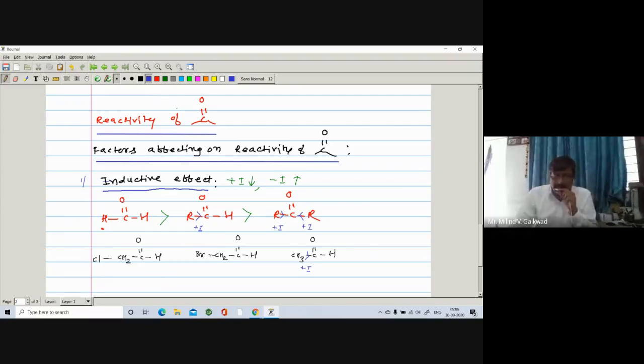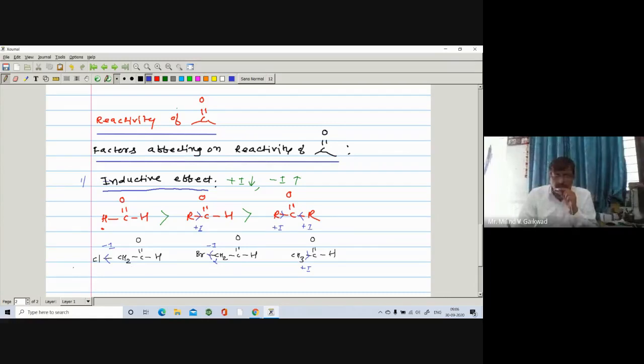But in bromoacetaldehyde, you see that the bromo is directly attached to the alpha carbon atom. So it exhibits minus I effect. So the positive charge on the carbon, its intensity gets increased. So the electrophile can attack very easily. So the reactivity gets increased. But if you see chloro and bromo acetaldehyde, chlorine is more electronegative as compared to bromine. That's why chloroacetaldehyde is more reactive as compared to bromoacetaldehyde.